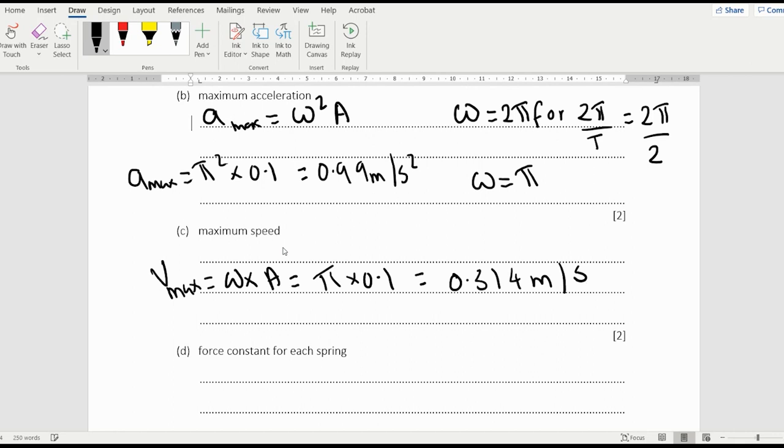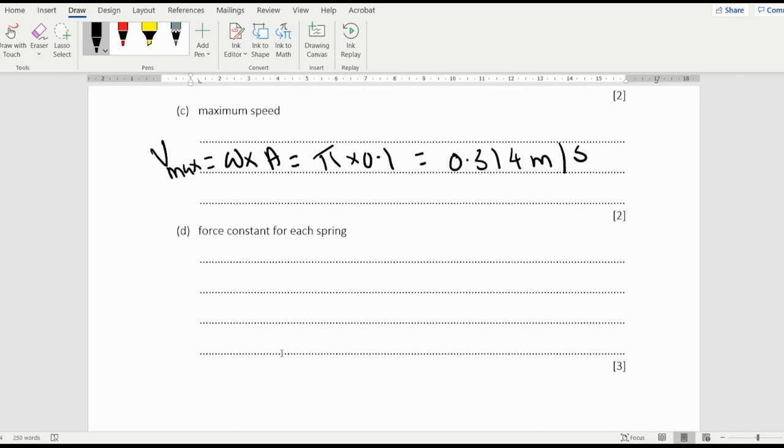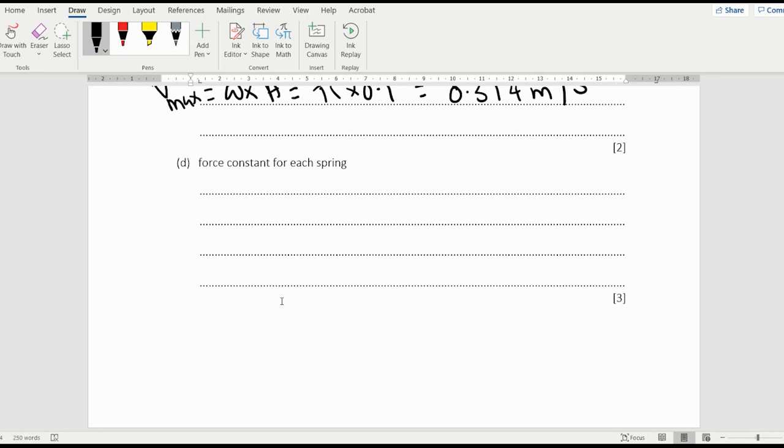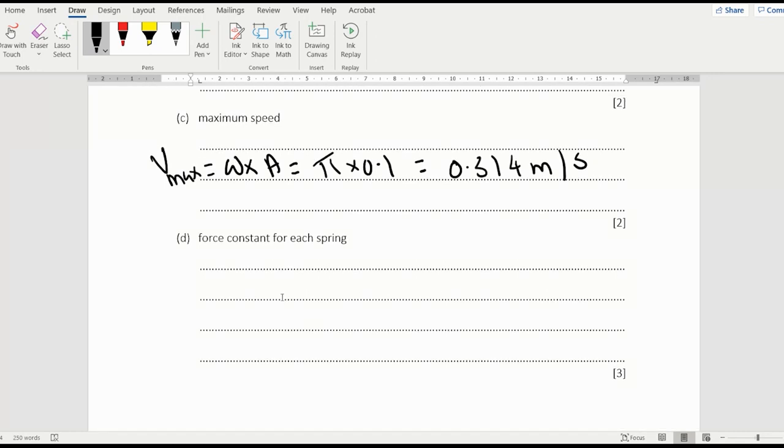There. Now, force constant on each string. Now, I want to just make you aware of this one because it's a little tougher, because some students may be tempted to just go T equals 2 pi square root m over k and solve it. But you can't do that here.